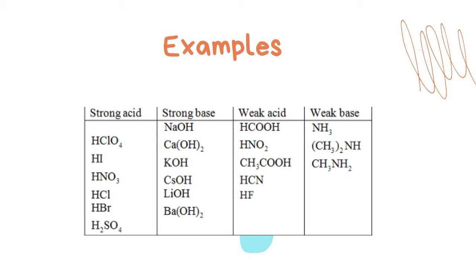And examples of strong bases are sodium hydroxide, calcium hydroxide, potassium hydroxide, lithium hydroxide, and barium hydroxide. And examples of weak acids are formic acid, nitrous acid, acetic acid, hydrogen cyanide, and hydrogen fluoride. And examples of weak bases are ammonia, dimethylamine, and methylamine.